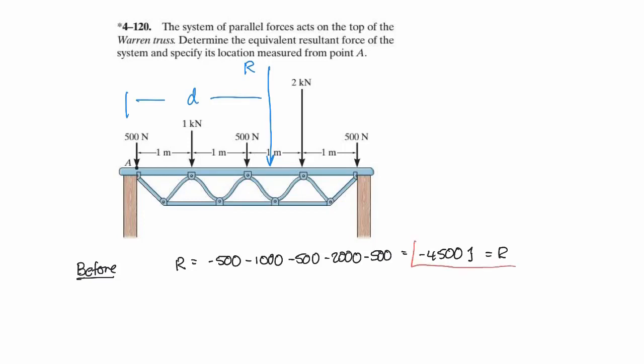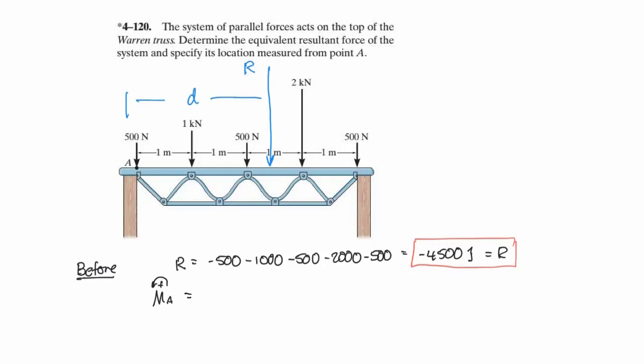Now what is the effect of that in terms of the moment? So the moment, point A, positive going in this direction. Again, this 500 has no lever arm, but this 1000 has this lever arm, the 500 has this lever arm, and so on. So those are all going to be negative for this point in time.